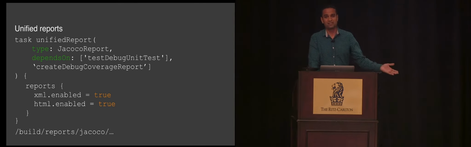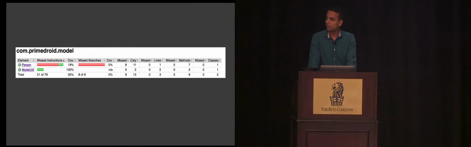If you're looking for just an XML report, you say XML enabled true. If you want the HTML report also, then you say HTML enabled true, and you'll get the specific report. These reports will be generated in the build directory inside the reports folder, inside JaCoCo. And they'll probably look something like this. So you'll have the class name, what the coverage is, and where all you lack. You can dig in deeper and see which lines are covered and which lines are not.